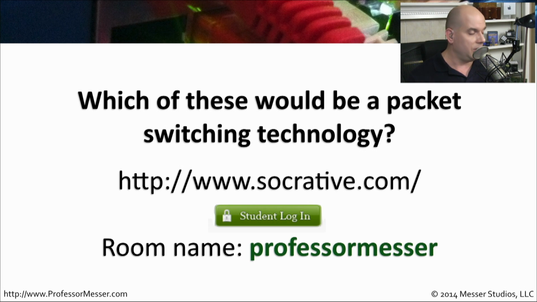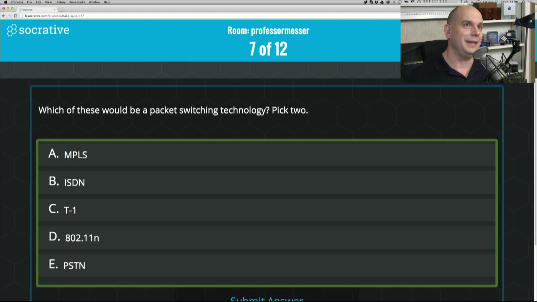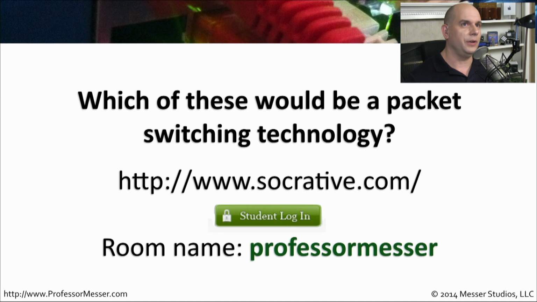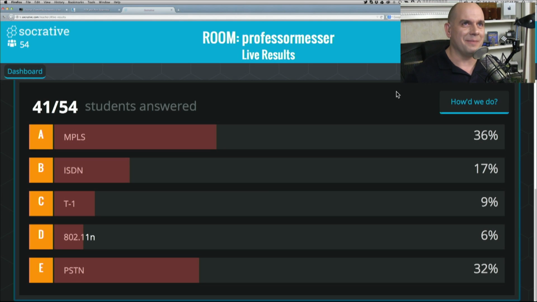So your options here, if we go back to the list of those, are MPLS, ISDN, T1, 802.11n, and PSTN. What could it be? So let's see how we did if we go to this list. And it's pretty much what I thought it might be.